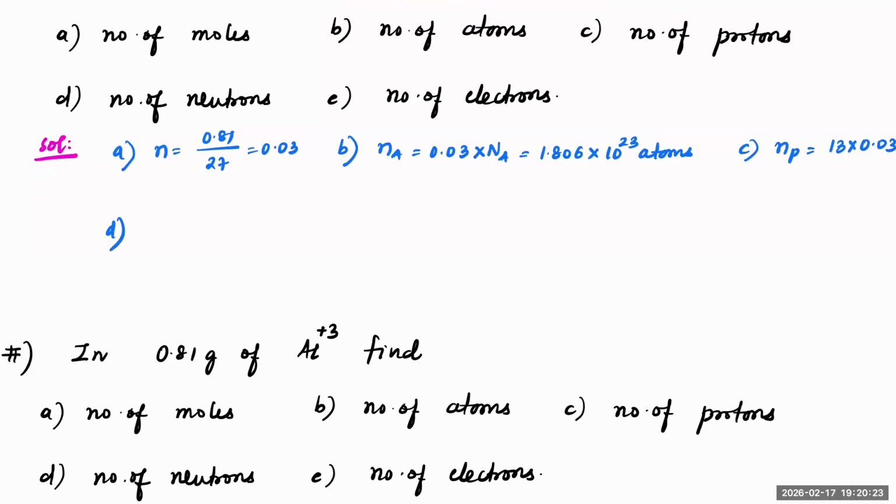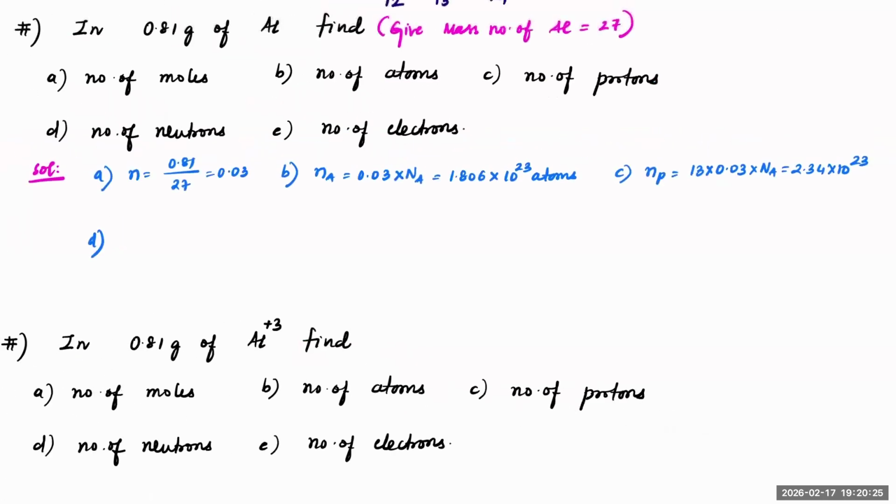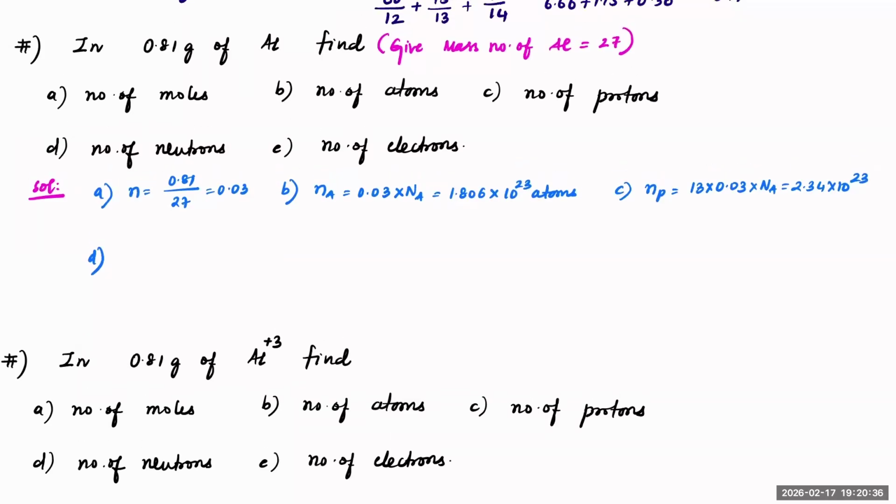Check out the D part. Number of neutrons. The number of neutrons will be the mass number minus the number of protons, isn't it? So in this case, how many will the number of neutrons be? 30 minus 13, correct. So 14, right? So you have 14 neutrons.